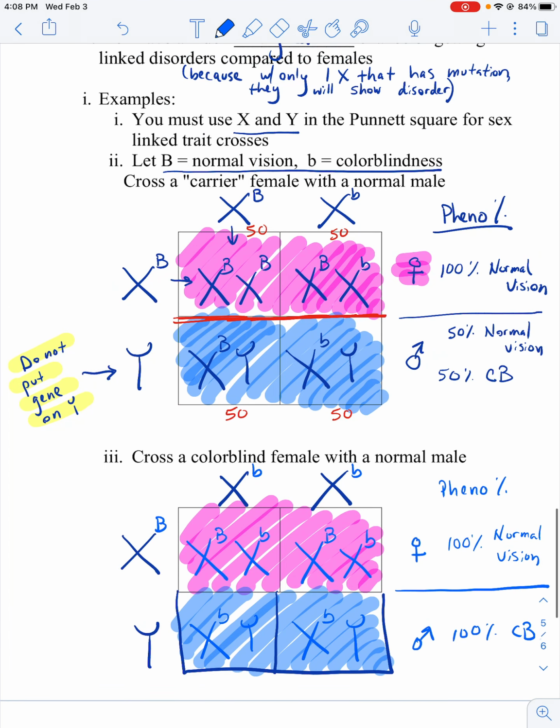So just remember, you must use the X and the Y in the Punnett square, and you have to have your allele as a superscript. Do not put the gene on the Y chromosome.